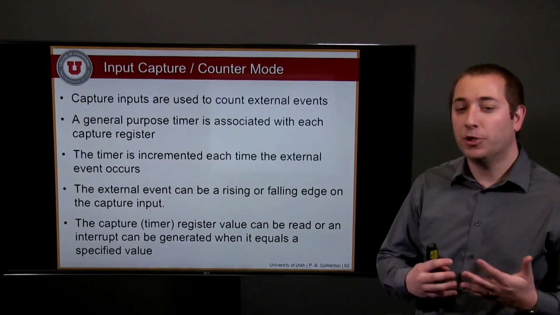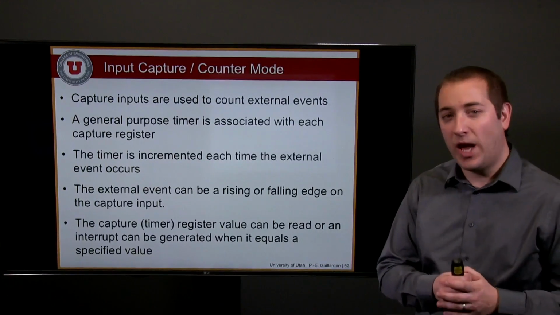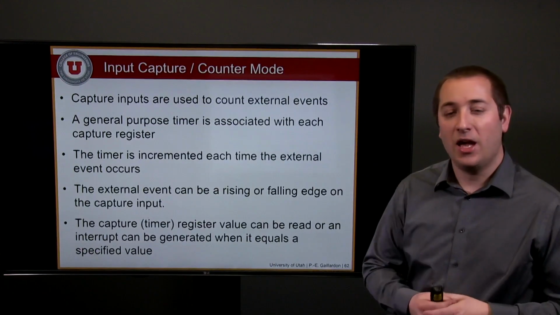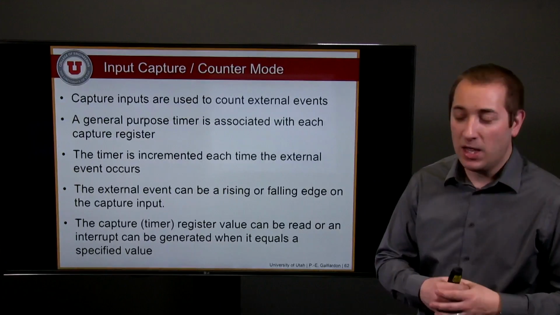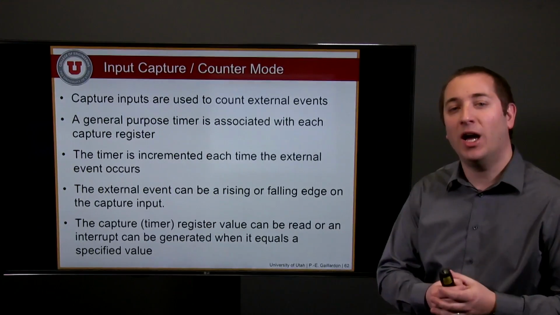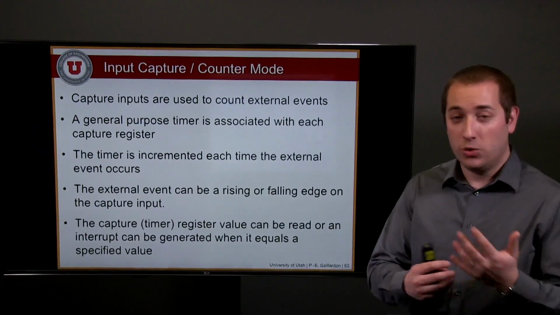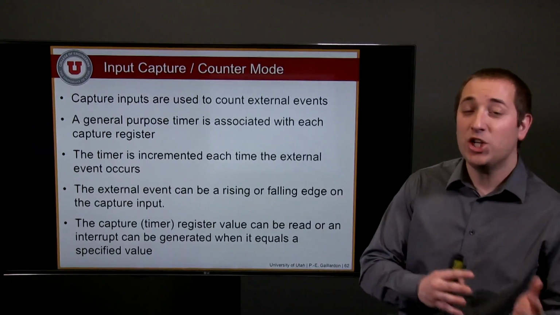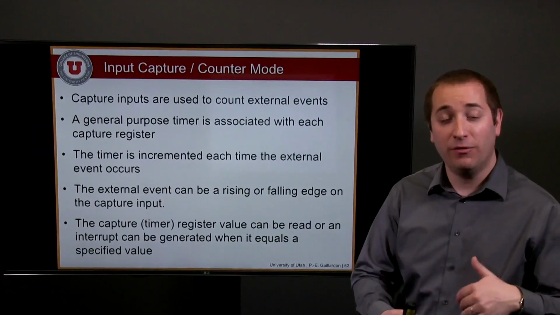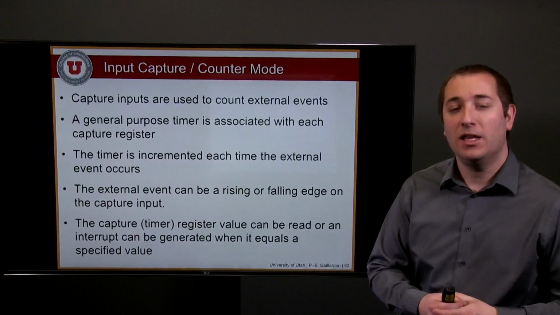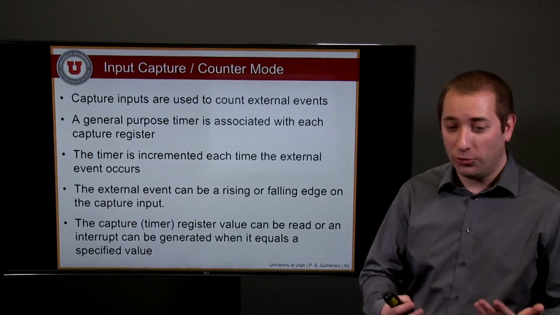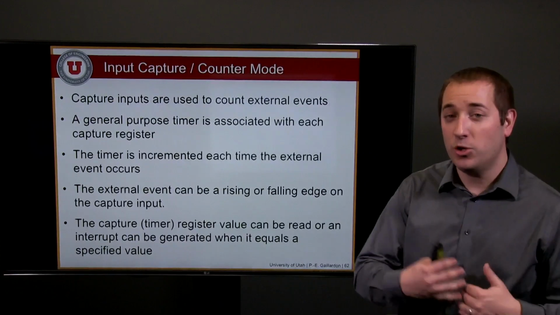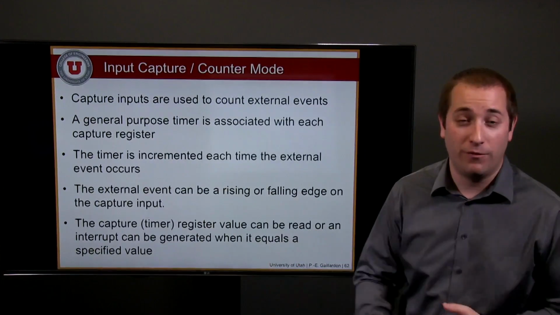This input capture and counter mode is used to count external events. A general purpose timer is associated with each capture register, and the timer will be incremented each time the external event occurs. You have the possibility to set up which edge you're going to consider: rising, falling, or both edges. And then the counter value can be read at any time, and it can also trigger interrupts when you reach a given value.